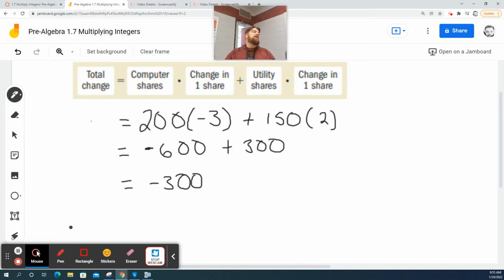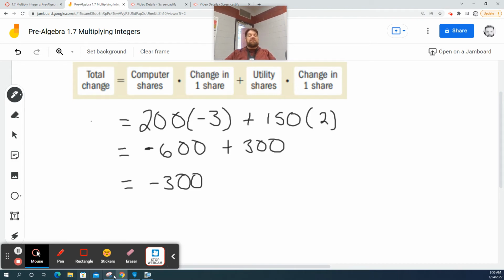So that means that Mr. Adams in his stock portfolio lost $300 yesterday. This is something very common for people that invest in the stock market. So some days you lose money, some days you gain money. Now, if I make $600 tomorrow, well then I've gained money.